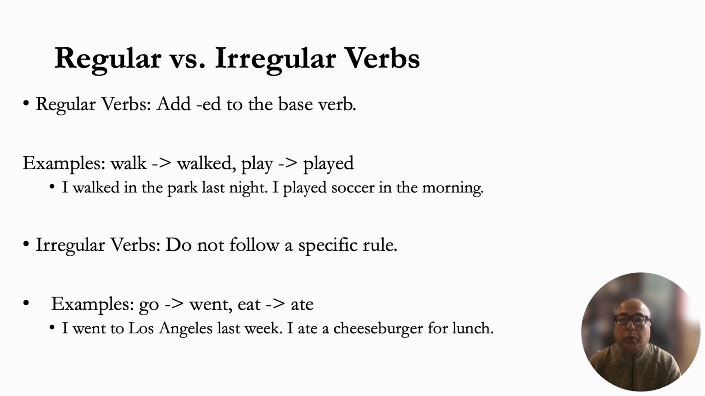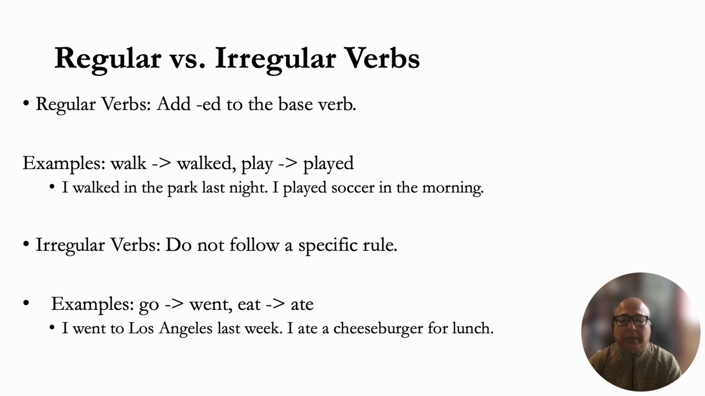Okay, it is also very important for you to know the difference between regular and irregular verbs. So for regular verbs, we add ed to the base verb. So talk, talked, right? Kiss, kissed, call, called. So you see the ed suffix, the past suffix. Walk, walked, play, played. I walked in the park last night, or I played soccer in the morning.